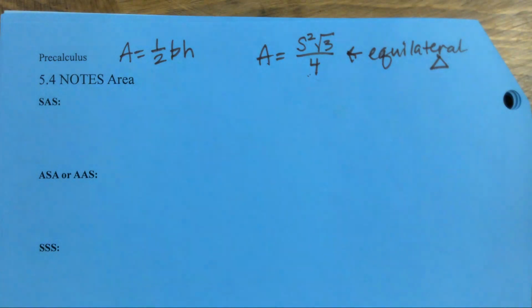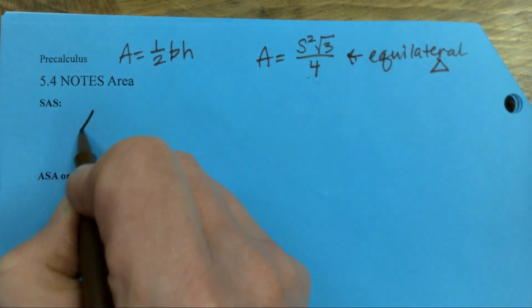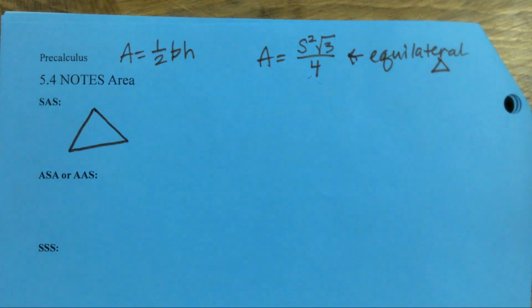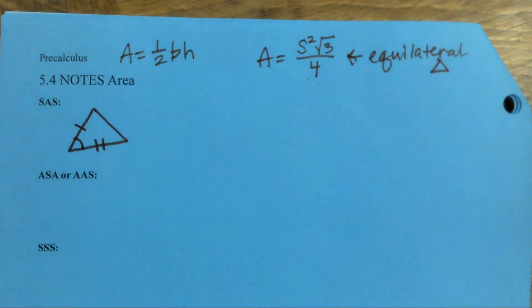The problem is there are occasions where we're not given the base and the height, and it's not an equilateral triangle, and therefore we need another formula, and that's where the trig comes into play. So we talked a little bit about side, angle, side, and side, side, side, angle yesterday. So when we have a side, angle, side scenario, that means I am given two sides and an angle that falls in between.